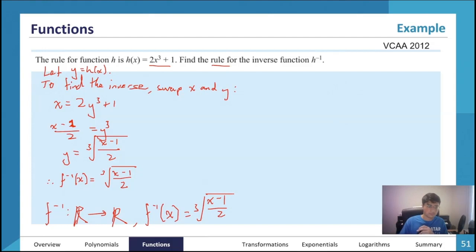Okay, so just a quick note as well, the way I found the domain here, all real numbers, is just by thinking of what the range of the original function h is. So remember, the domain of the inverse function is equal to the range of the original function. In this case, we have a cubic, and the range of cubics is always going to be all real numbers. So that's going to be the domain of R. Again, if you've got any questions about that, ask away in the chat.